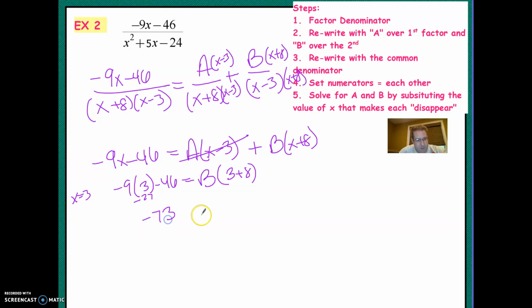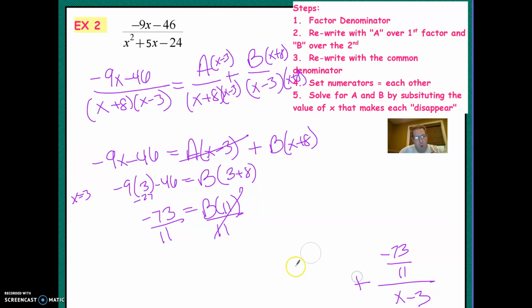So negative 73. Sorry. No, negative 73 is equal to b times 11. All right, so then I would divide both sides by 11, and there, I told you it's not really going to work out too well, but that's it. So that's going to be your b. So we already know it's negative 73/11 over x minus 3.